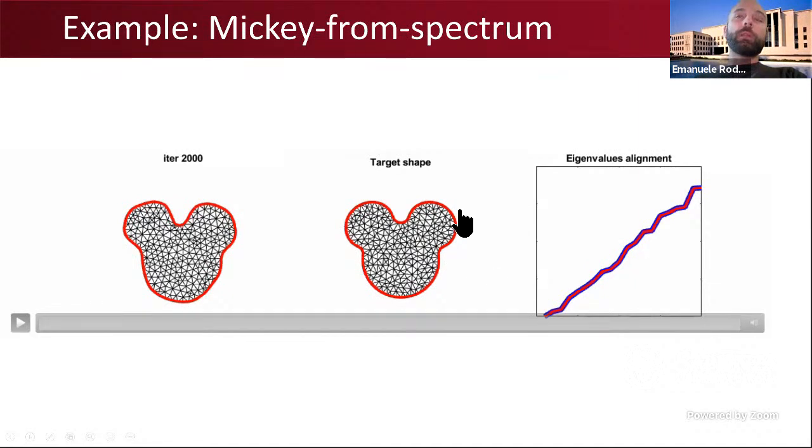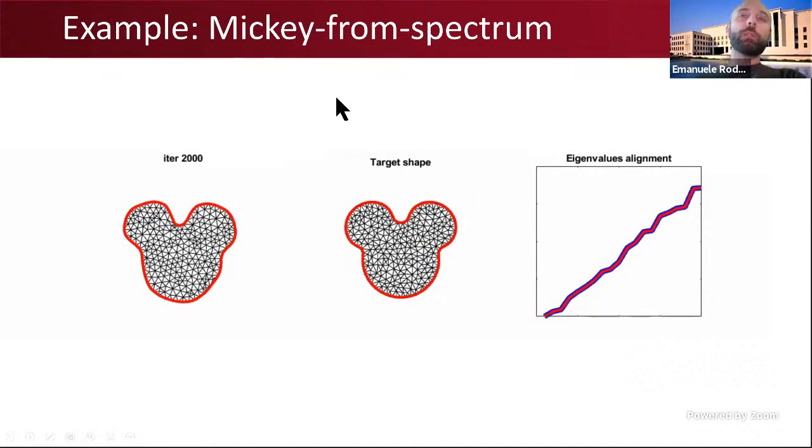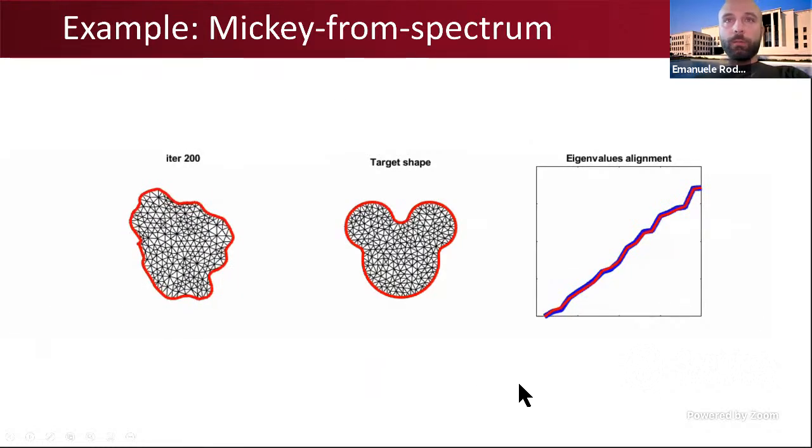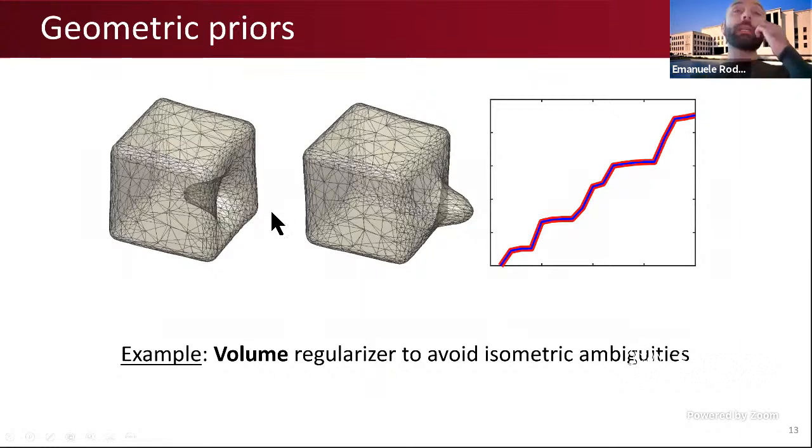Of course, working with flat shapes is not so interesting. So what we did, we wanted it to work in 3D. But in 3D, we have some ambiguity that we didn't have with flat shapes. So in 3D, we have isometries that we need to take care of.